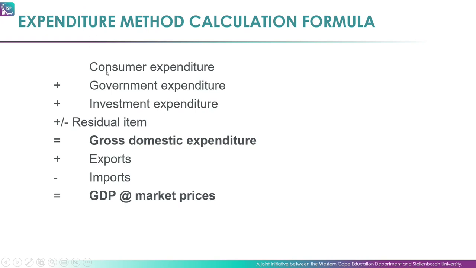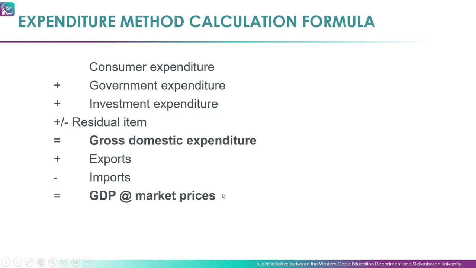Within your expenditure method, you're looking at what is being spent by the participants, which is your consumer, your government, and your business, right? Investment expenditure refers to the money spent by businesses. And then you will get your gross total. So all of these plus or minus the residual item will give you your gross domestic expenditure. Then we add our exports and subtract our imports, and that will give us our GDP at market price.